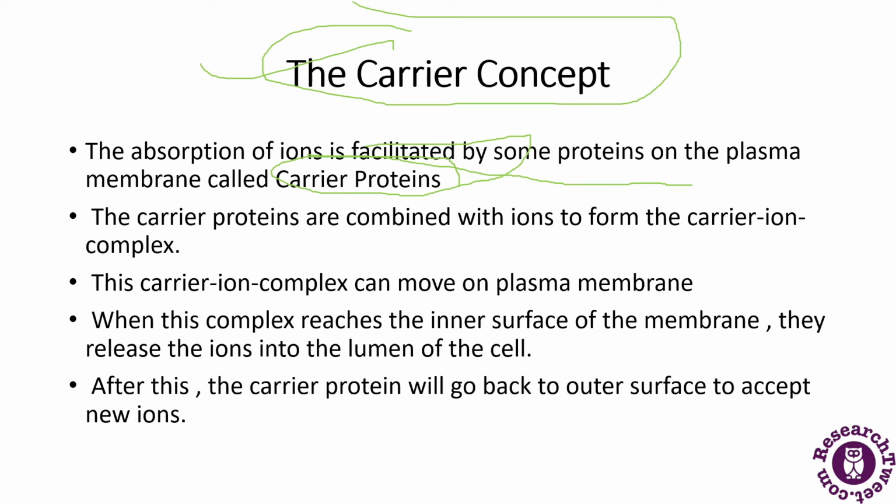What happens is the carrier proteins combine with ions to form the carrier ion complex, and this carrier ion complex can move across the plasma membrane. When this complex reaches the inner surface of the membrane, it releases the ions into the lumen of the cell. After this, the carrier proteins go back to the outer surface to accept new ions.